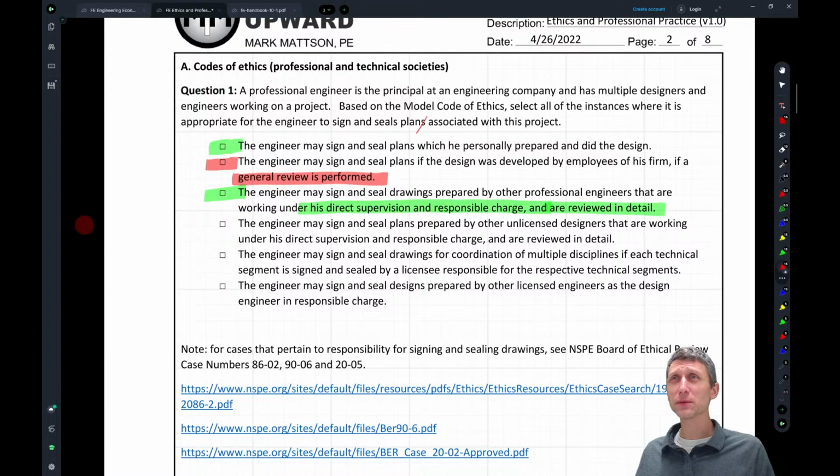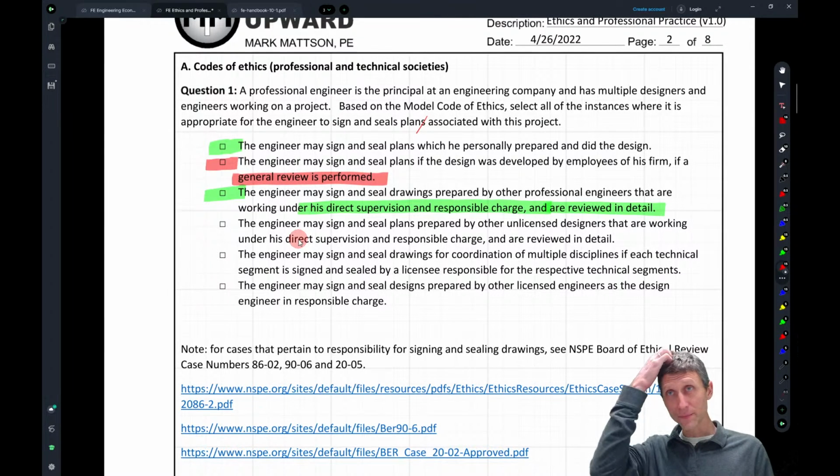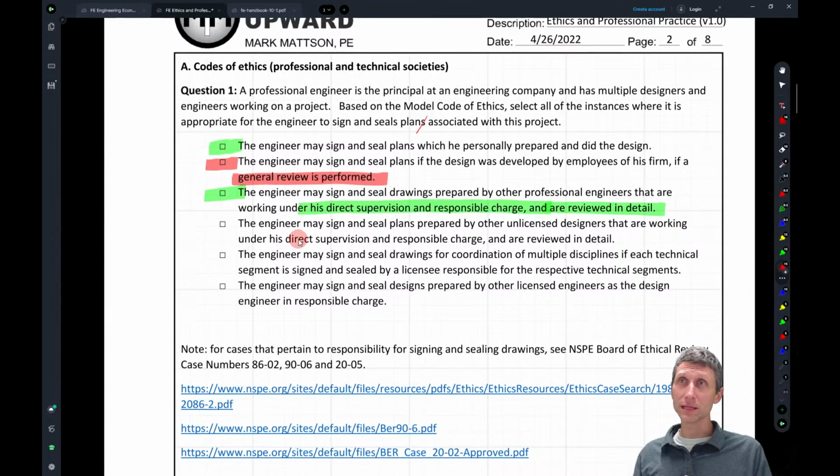Okay, what about this next one though? The engineer may sign and seal plans prepared by other unlicensed designers. Can you sign and seal something that an unlicensed designer worked on? Well, technically, the crux of it is, are those people working under your direct supervision? Are you still kind of in responsible charge of them? And are you reviewing everything in detail?